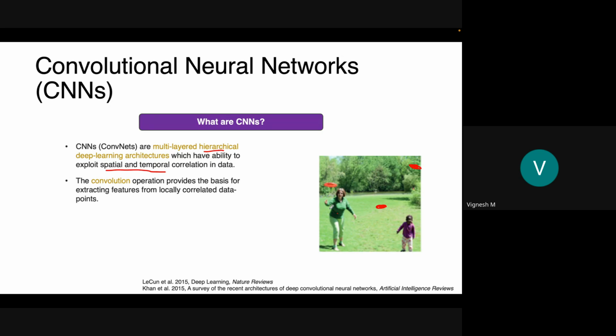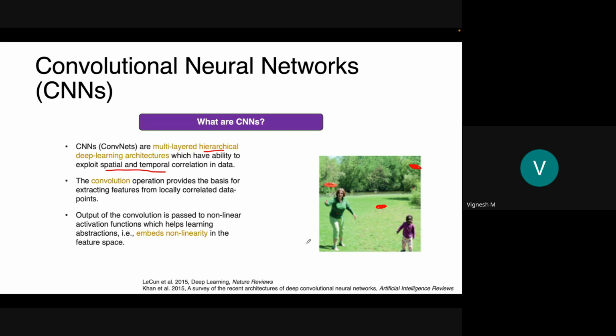So this spatial relationship between the woman and the frisbee is what gives rise to this form of spatially and temporally correlated data, which is what we are trying to understand and get some semantic meaning out of at the end of the day, right? Got that idea? So given that, this idea of convolution helps extract features from such locally correlated data. We'll look at how it does that.